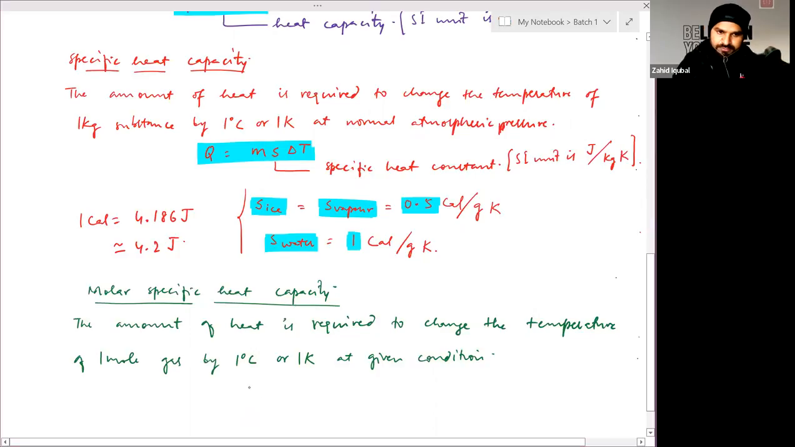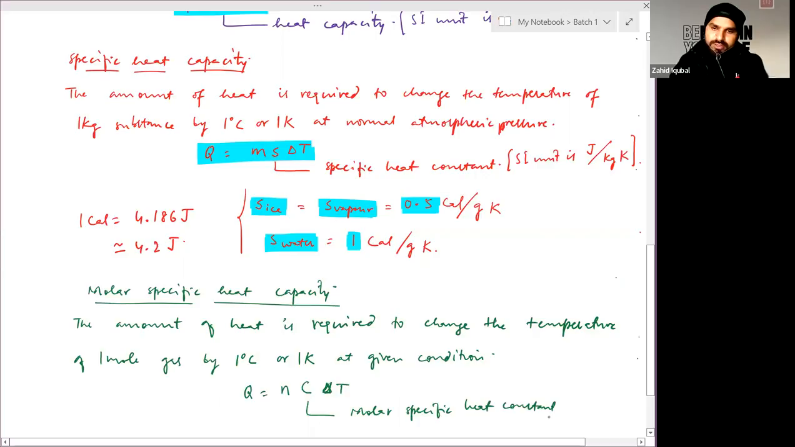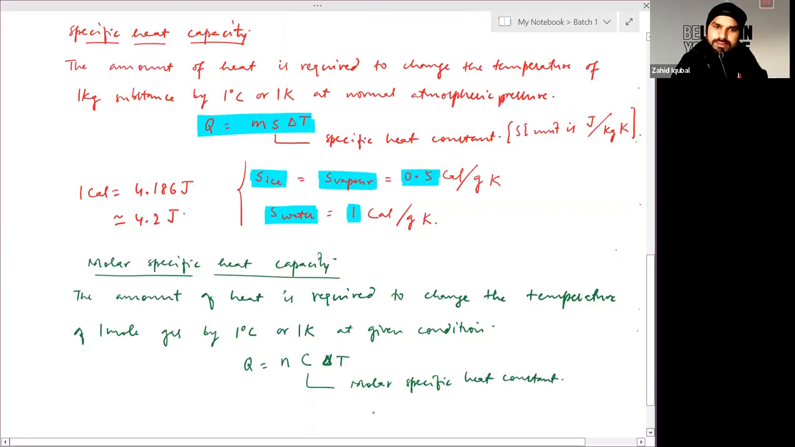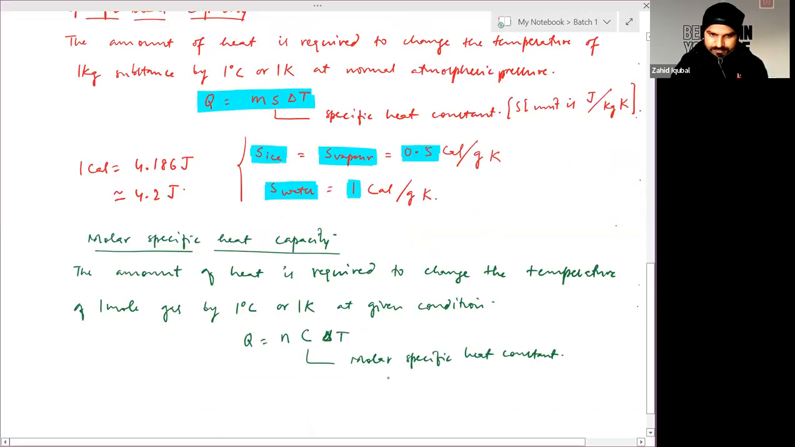So Q equals the number of moles times C times the change in temperature, delta T. So the C is called the molar specific heat constant or capacity. The unit related to this part will be joule per mole per Kelvin.